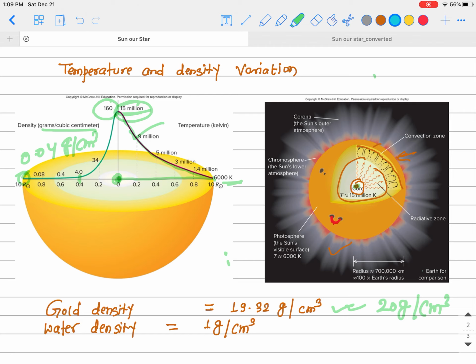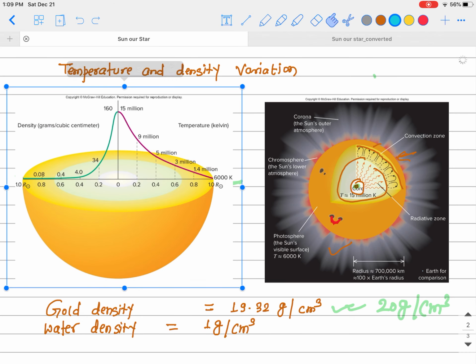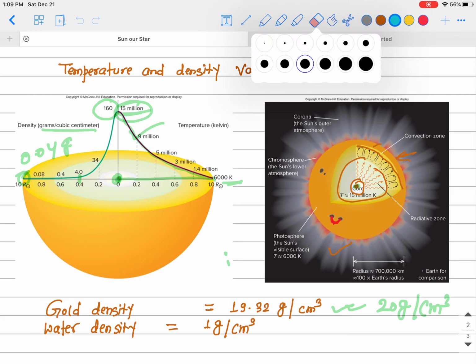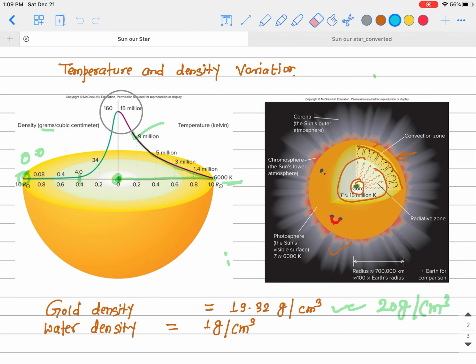So this diagram clearly demonstrates the temperature and the density variation. It is mostly packed at the center, and very less dense at the surface.